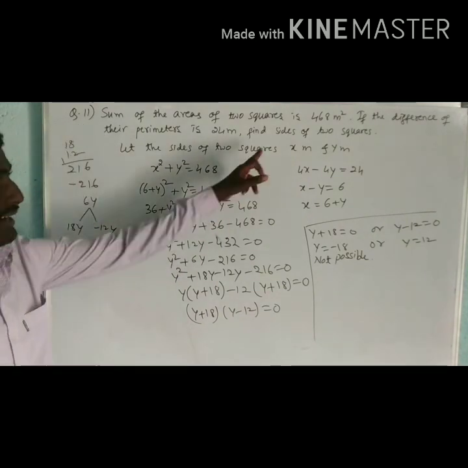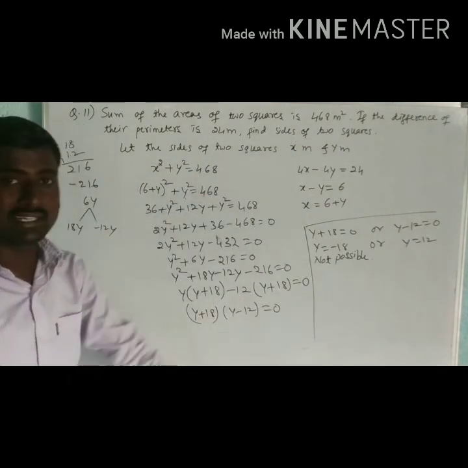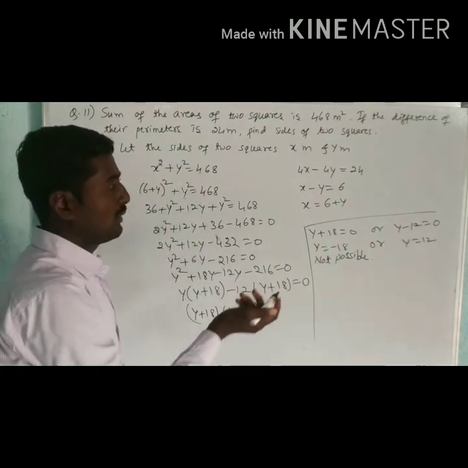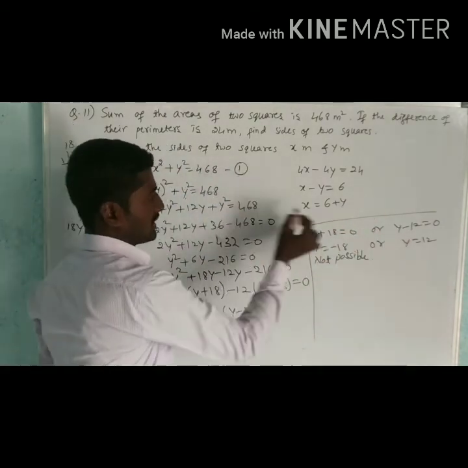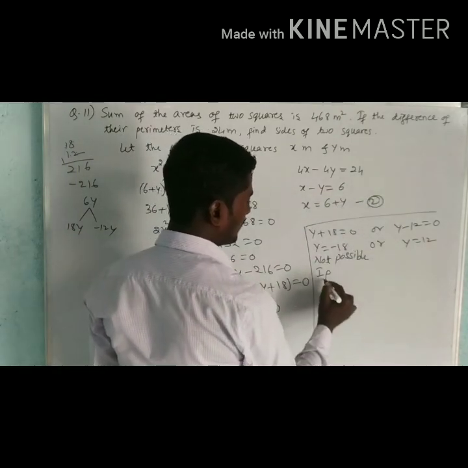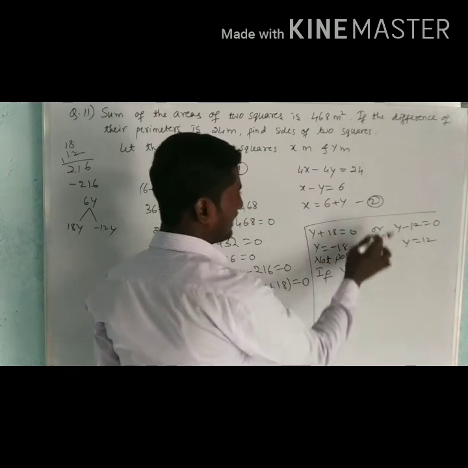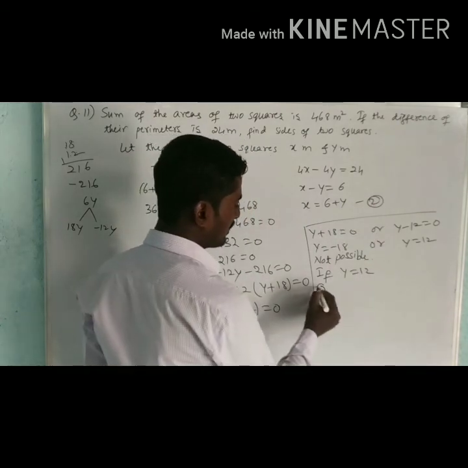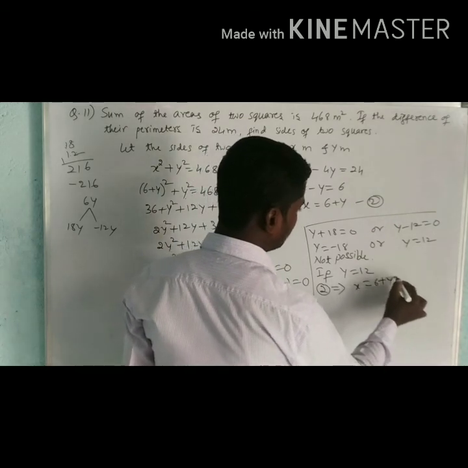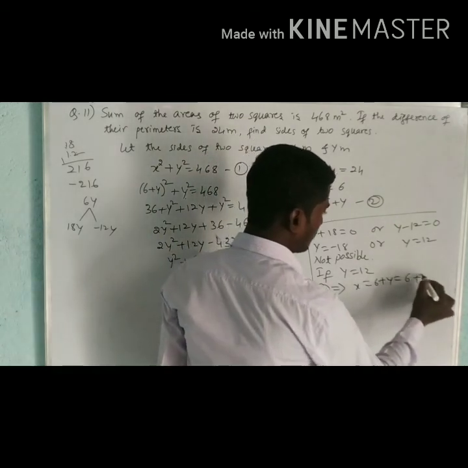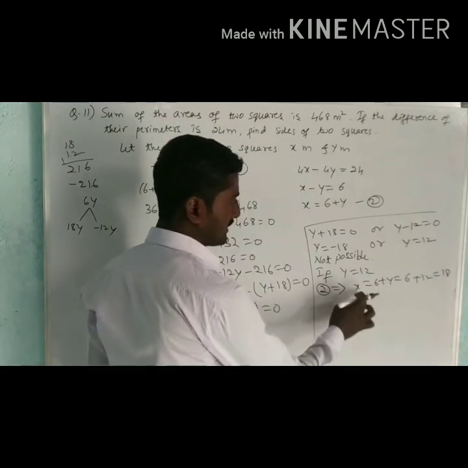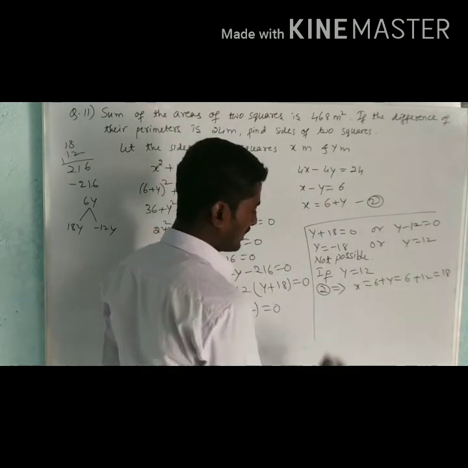They ask you to find the sides of the squares. You have to write it at the end. So one is 12 meter. Another one, how can we calculate? I will take this as equation number 1 and this as equation 2. I will substitute y equals 12 in equation 2, which implies x is equal to 6 plus y, that is 6 plus 12, that is 18. So x here is 18 and y is 12.